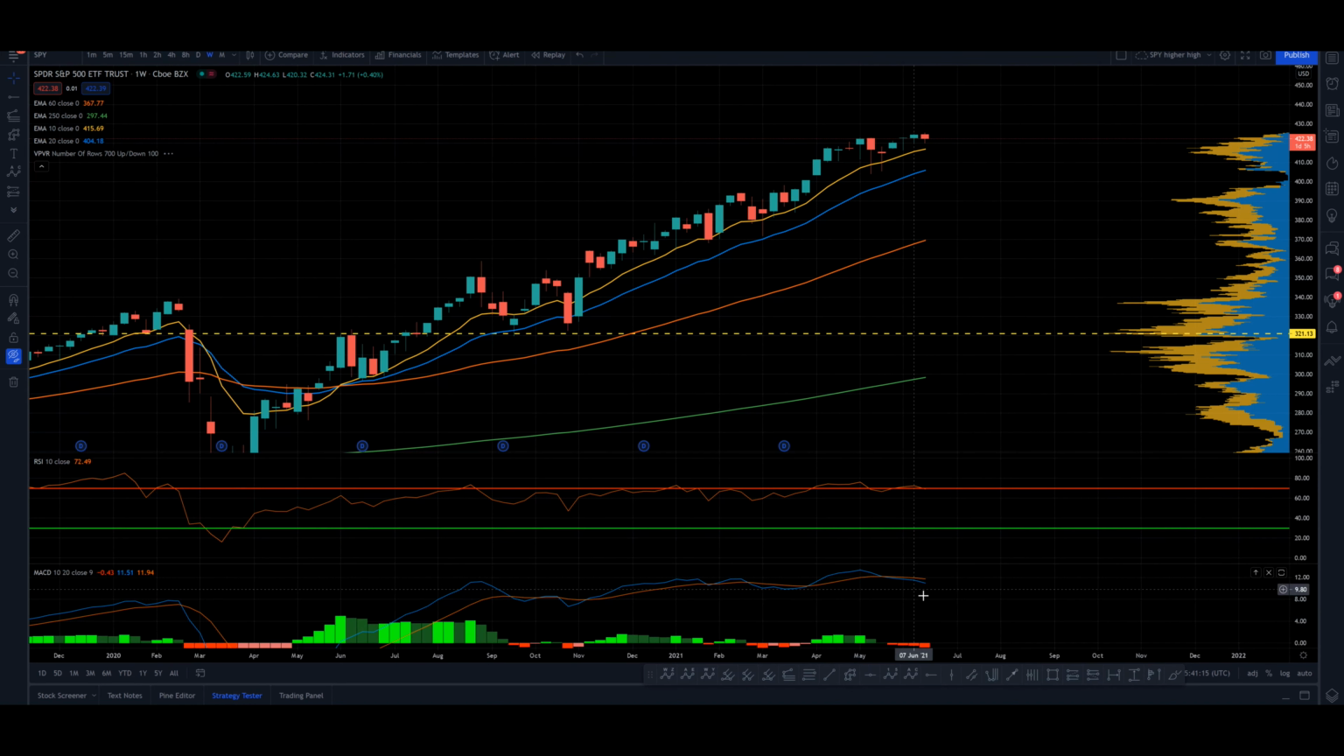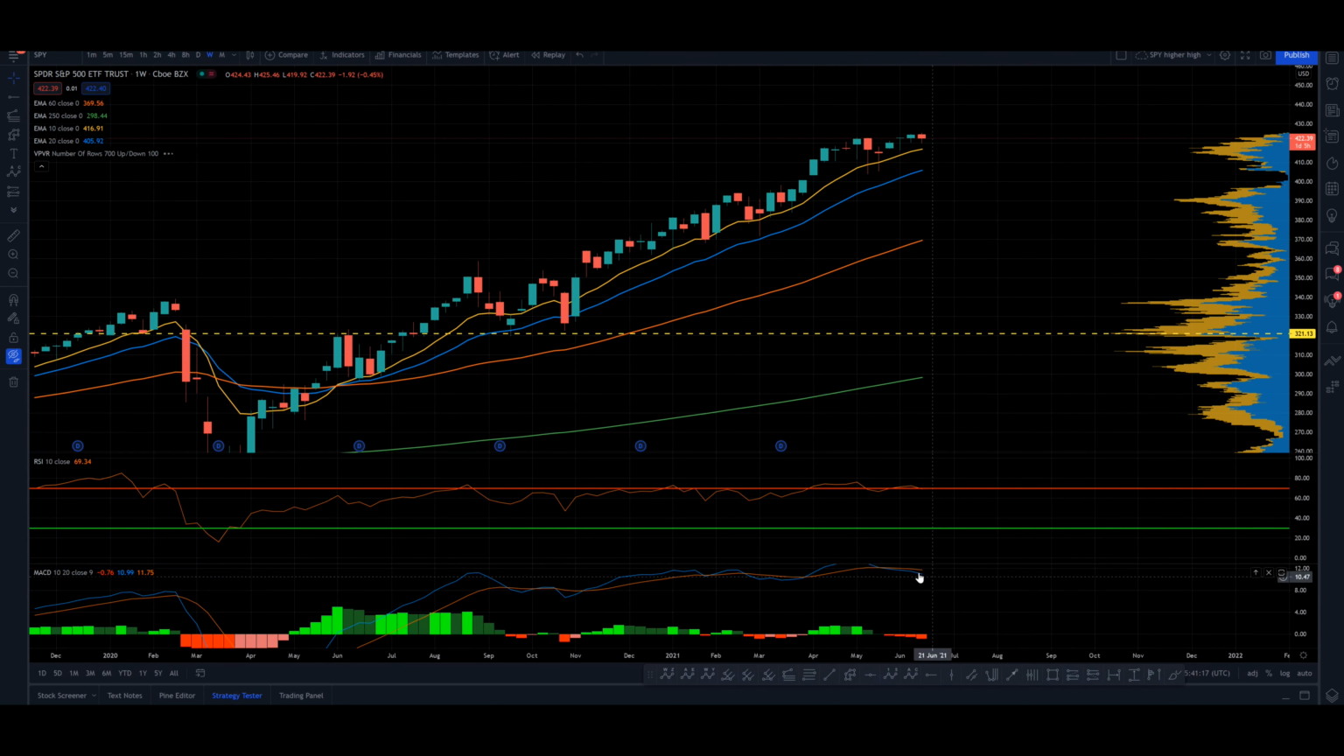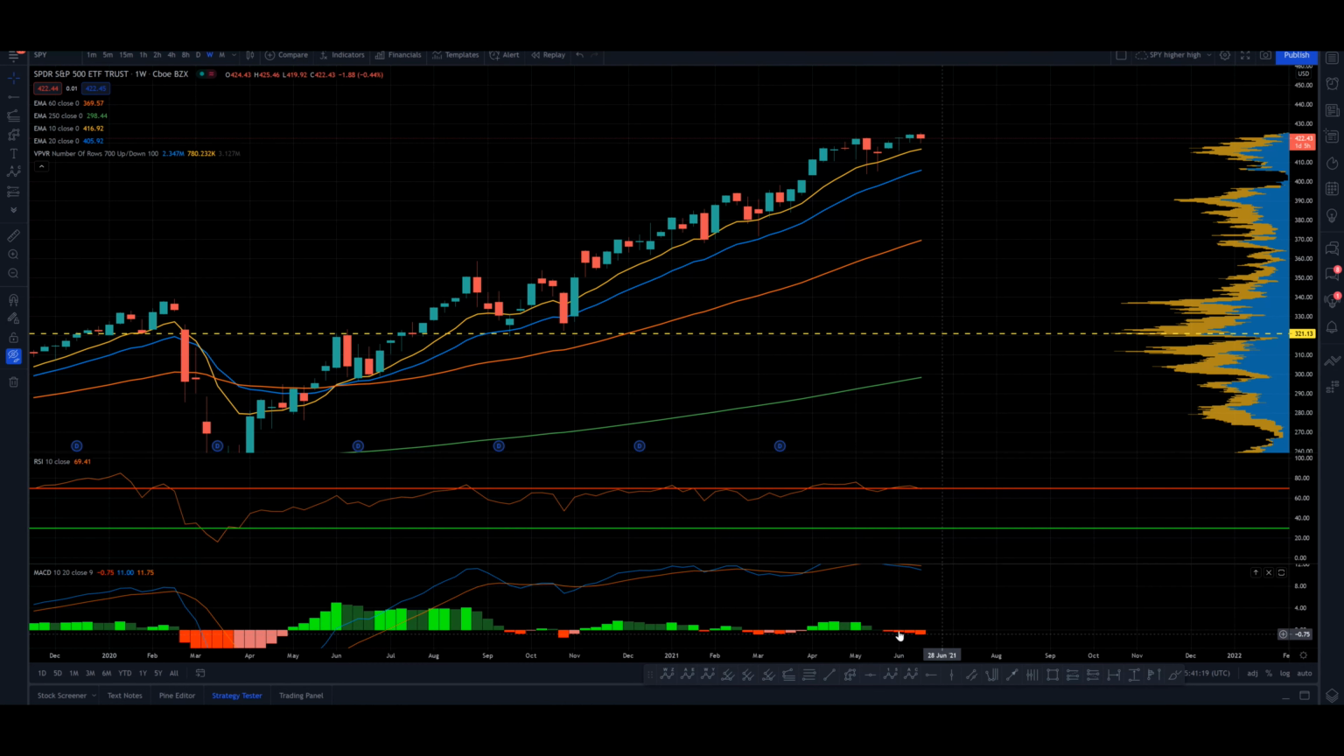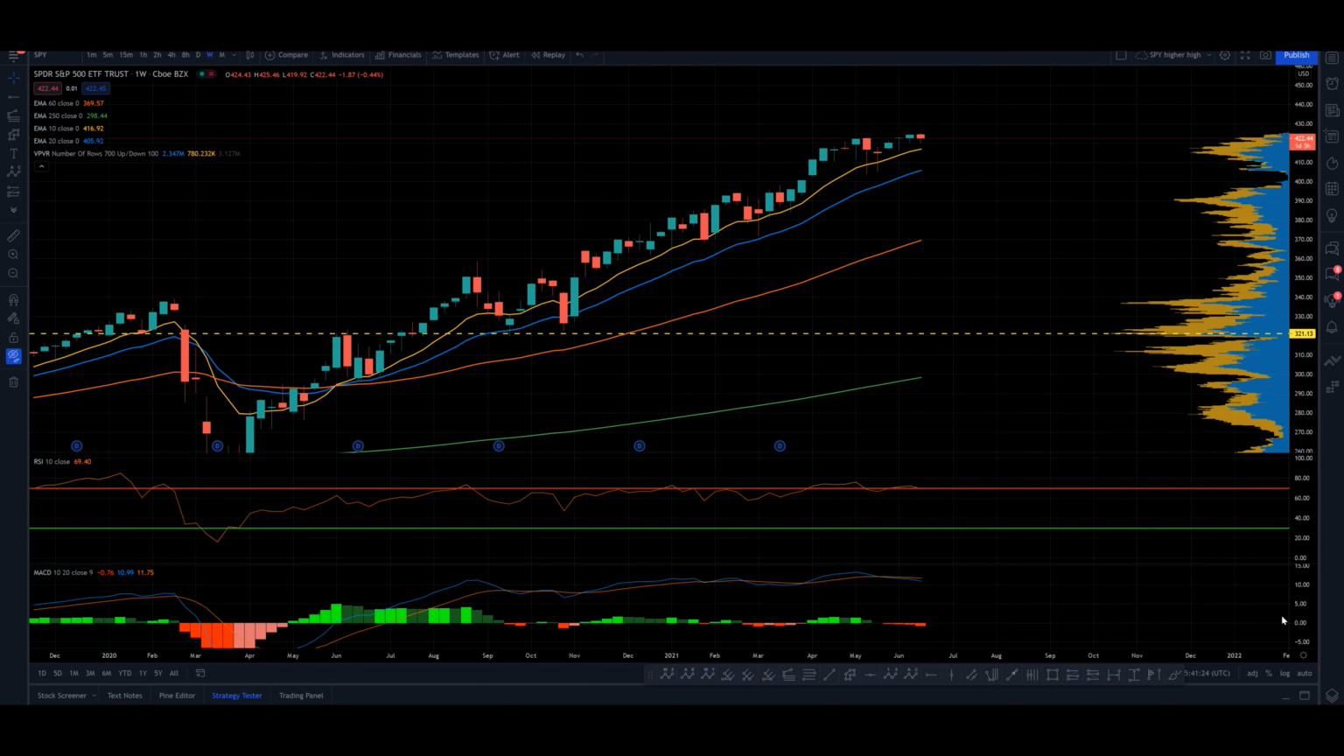MACD, short-term moving average crossed over the long-term moving average, trending down slightly, some darker red bars in the histogram building up in size, but no sign of a breakdown yet. If we do get that breakdown, this could be a period of consolidation.